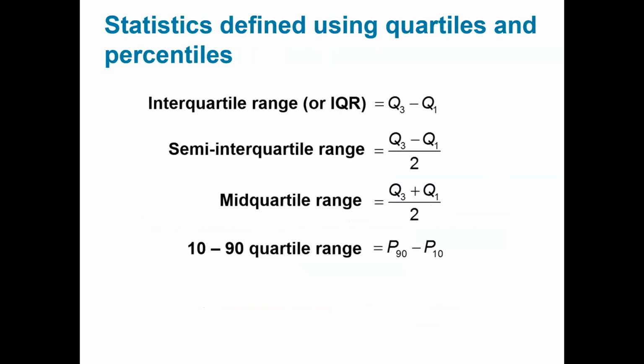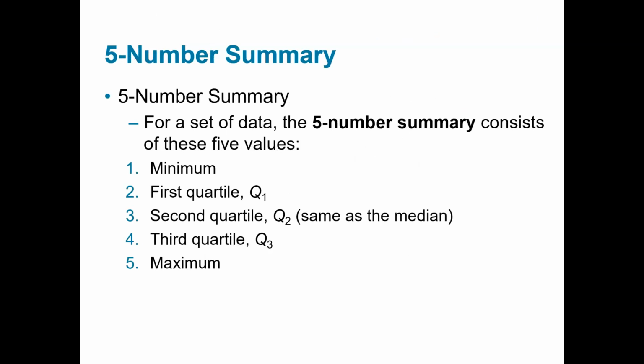There's several statistics we can get using quartiles and percentiles, but the one that we use the most is the interquartile range. So when we talk about this kind of data, we usually talk about it in terms of the 5-number summary. To get a 5-number summary, we need the minimum data value and the maximum. And then we need Q1, Q2, and Q3. And how we get that is by essentially doing a bunch of medians.